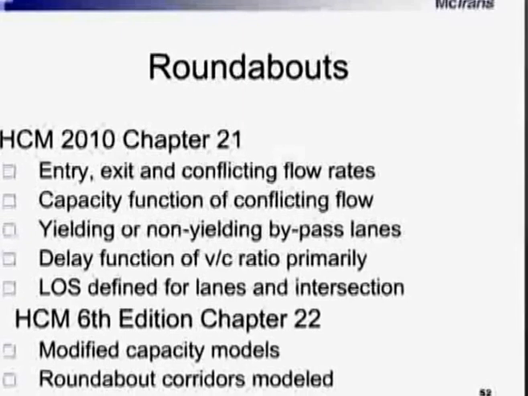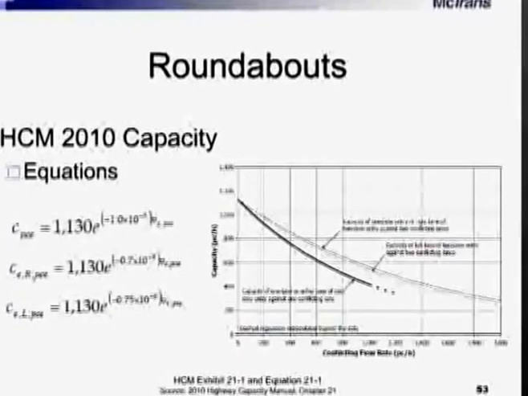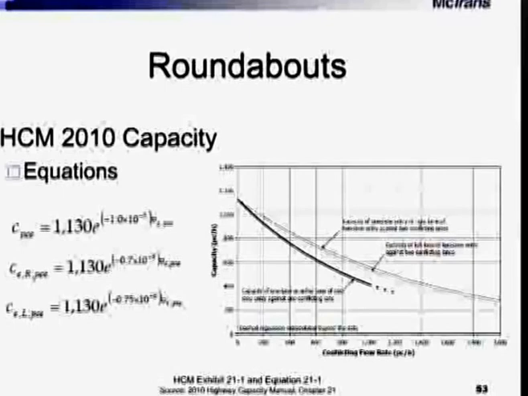Let me see what slides I have here. Yeah, here's the curve for the 2010 capacity models, and if you look at the equations on the left, you see they're based on 1130. So if there's no conflicting flow, the capacity is 1130, and if you look at the curve, that's where it tops out, and then it goes down as conflicting flow goes up. A single-lane roundabout is on the bottom, and the 2-lane roundabout is the 2 curves on the top.